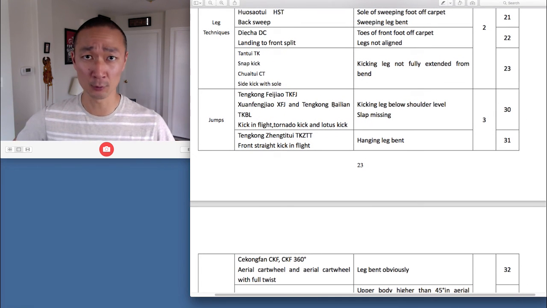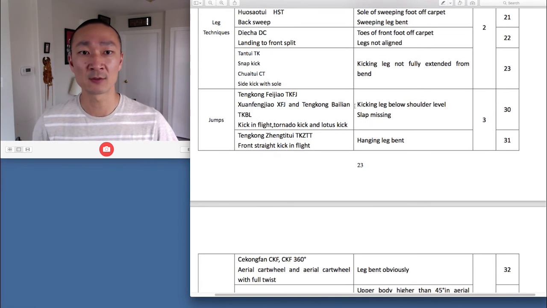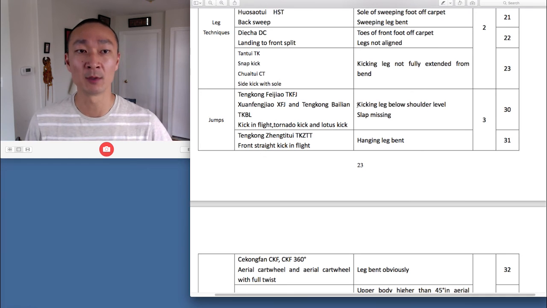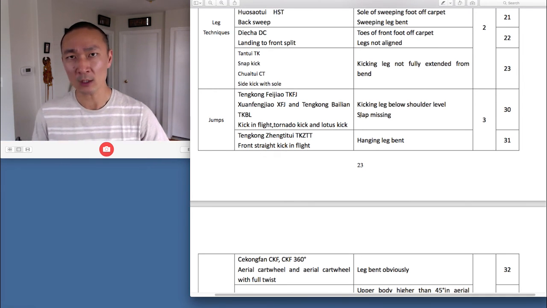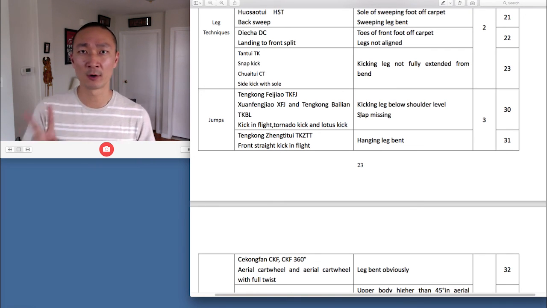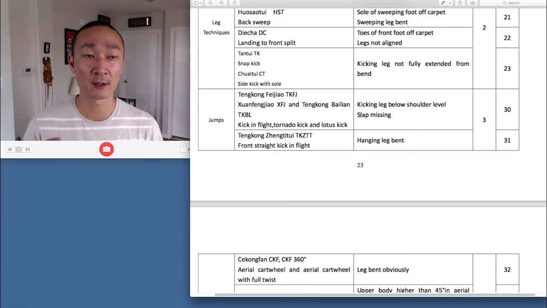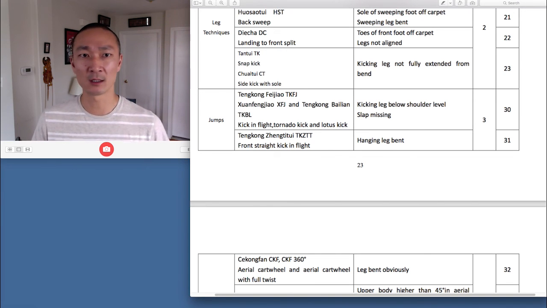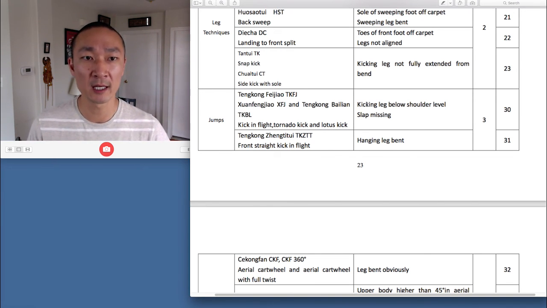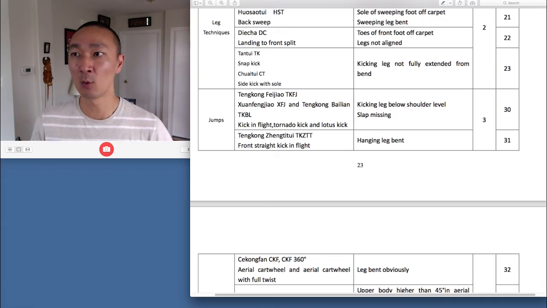So what are the errors for deduction for these three kicks? There's only two for the A judges, and that is for the kicking leg being below shoulder level and for the slap missing. So for an A judge, they are only looking for those two things to determine whether or not to apply the code 30 deduction. Let's define what is the kicking leg below shoulder level and what is slap missing.